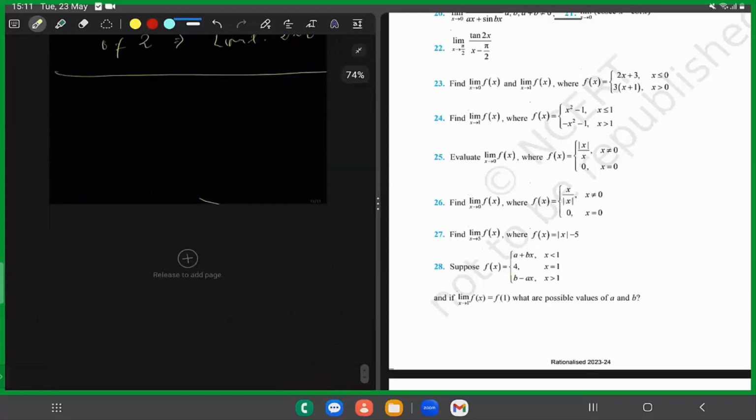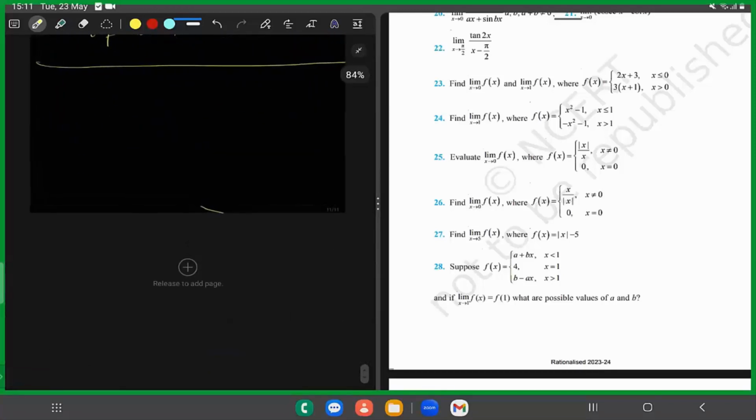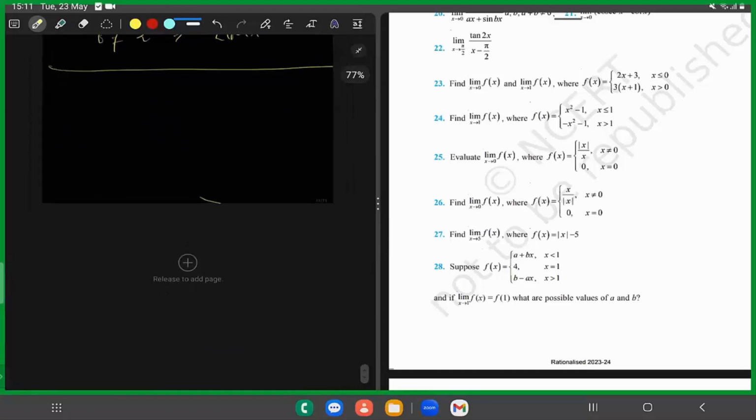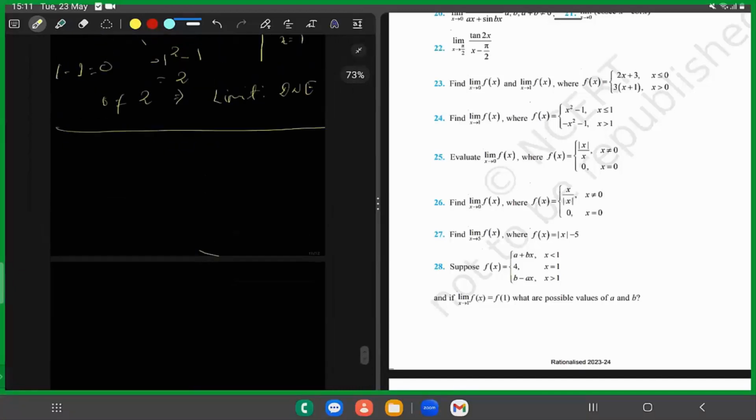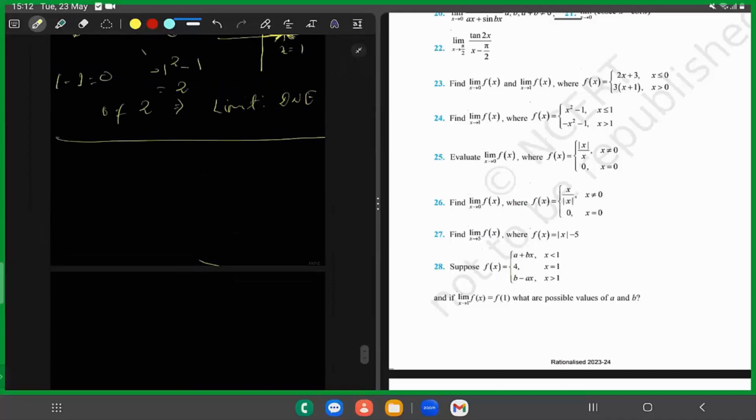Okay, so what we do in the graphical method is we basically plot the graph of the function for different ranges of variable x. Let's say this is our given function, question 25, that is f(x) equals mod of x by x for x not equal to 0, and 0 for x equal to 0. You have to find the limit for x tending to 0.